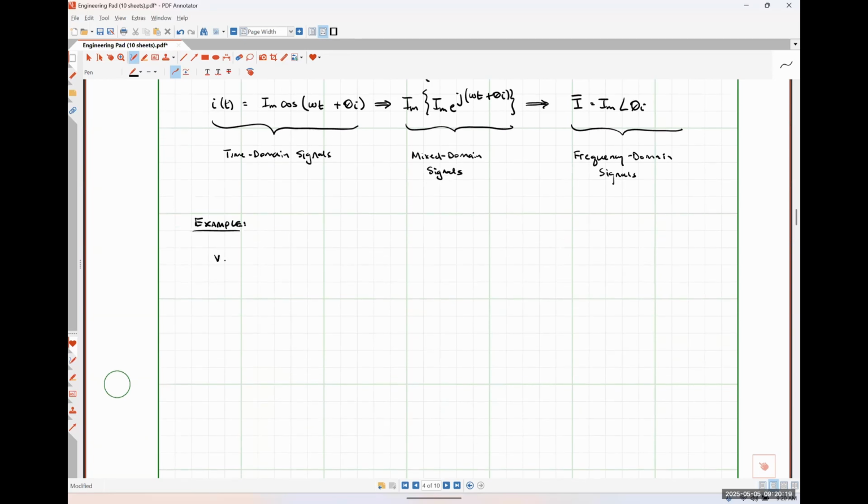So let's say that I have some signal V1 of t is equal to 14 cosine 35t plus 106 degrees. What would my phasor voltage V1 be? 14 angle 106. I literally keep my magnitude, keep my phase angle, throw the rest away. Don't have to do anything else.